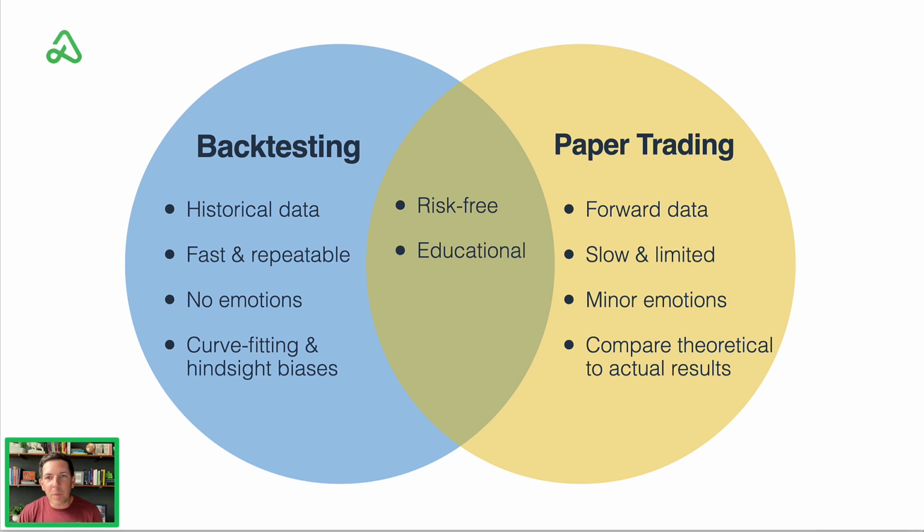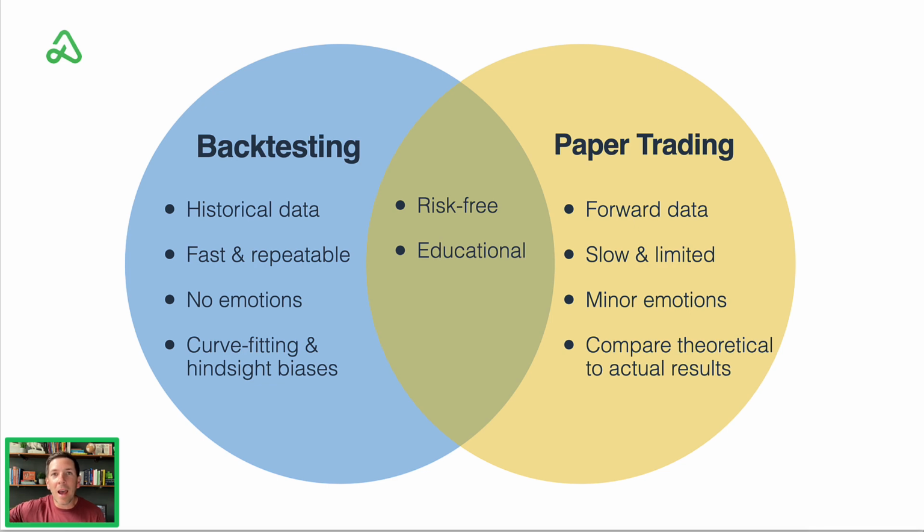The next thing, of course, is paper trading. So if we look on the other side of this diagram here, paper trading is forward data. So we don't have that data yet because we're going to be paper trading moving forward in time. So we're going to start a bot or start a strategy and start running it in a paper trading environment moving forward. So that means we're going to be using forward live data as we go.